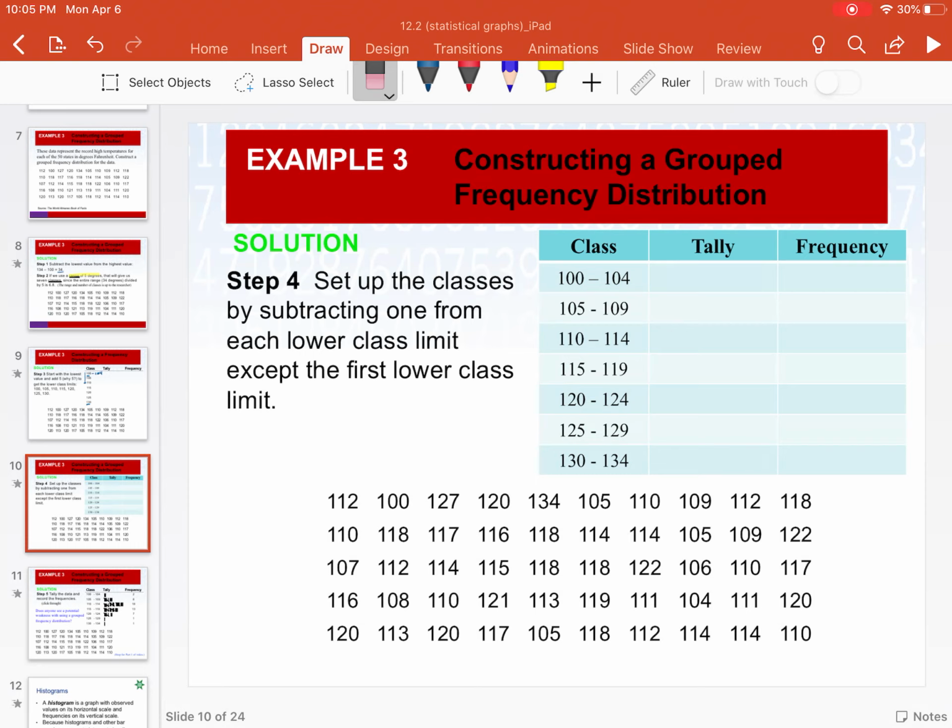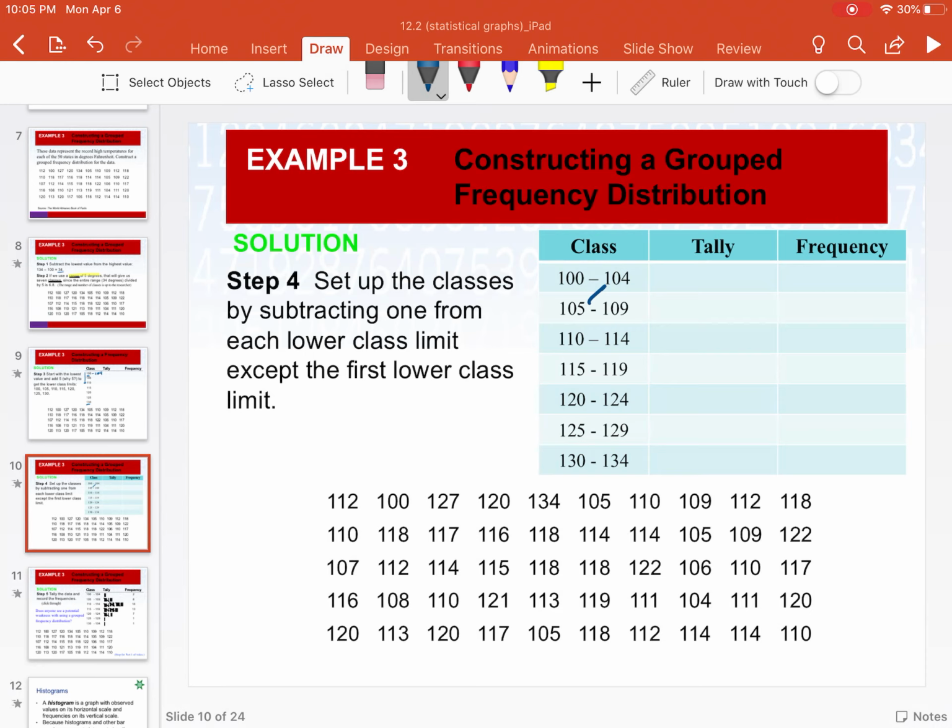So I hope that makes sense. The biggest thing is don't overlap. Don't overlap, and then you should be fine. Each number should only show up one time in your classes or your groups. Classes, groups, same thing.